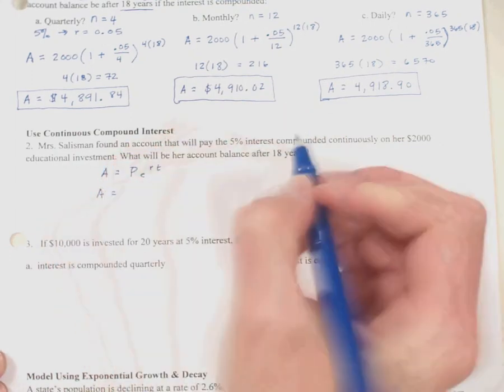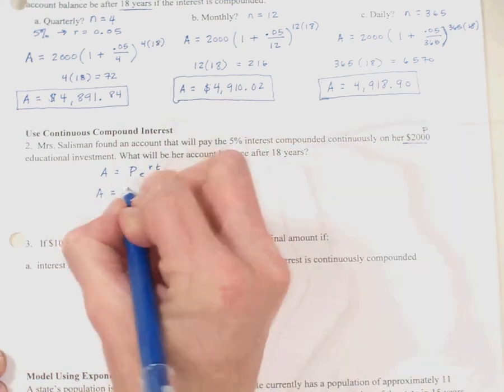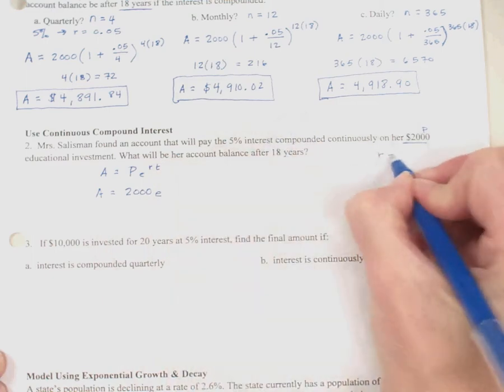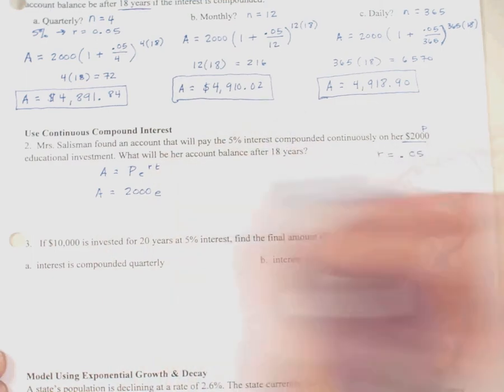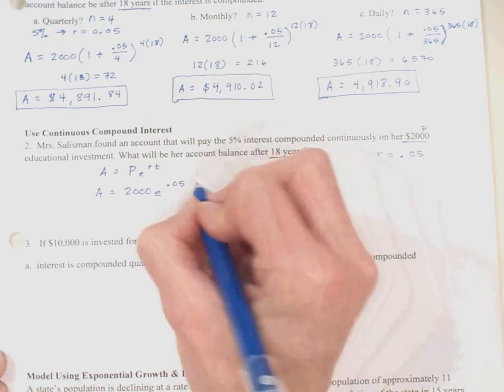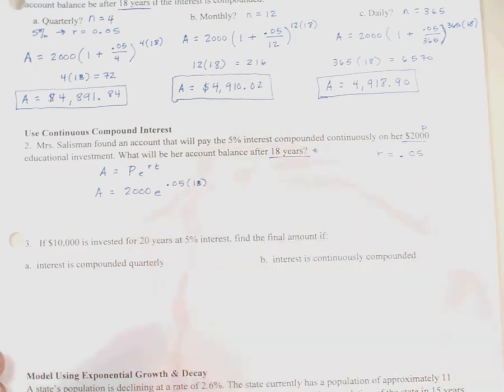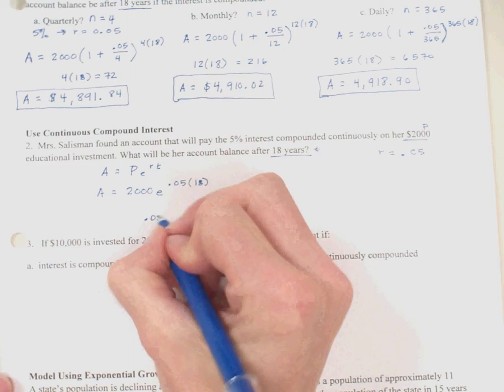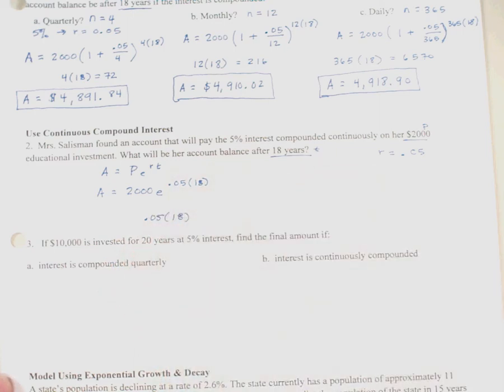Now, my principal, again, is the initial investment at $2,000 times e. My interest rate is 5%. As a decimal, that's 0.05. And t is the time in years, and we are compounding this continuously for 18 years. Now, when we solve this equation using the formula, again, we have to follow order of operations, so we know that exponents come first. So once again, knowing the 0.05 times 18 is going to be helpful to me, so I'm going to go ahead and calculate that.